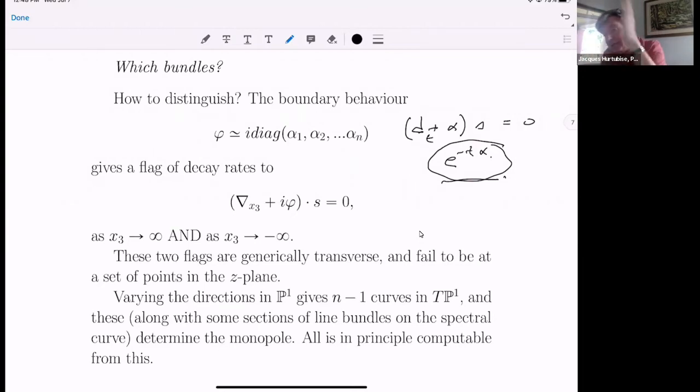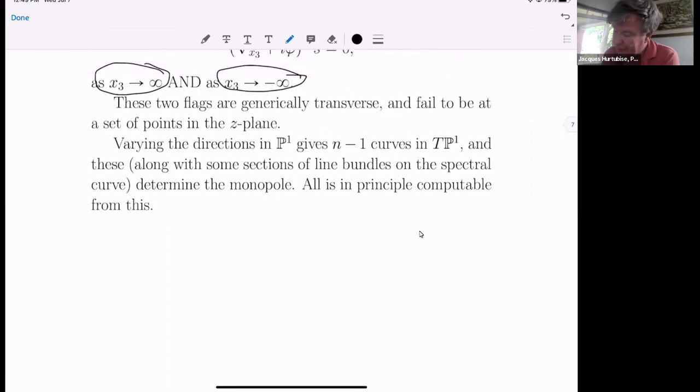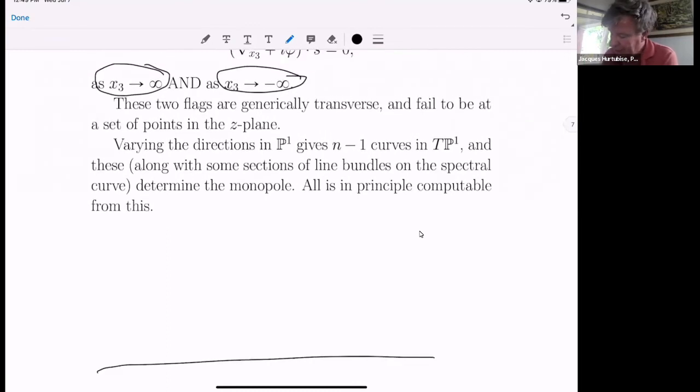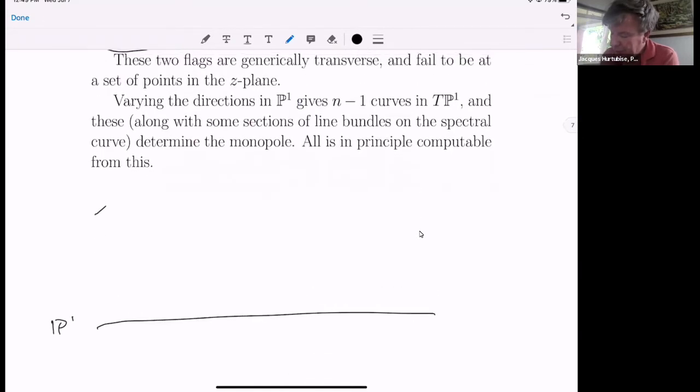There's a line that's decaying fast, a two-plane that's decaying slightly less fast, and so on. And you've got two directions to do it. You can go to plus infinity and minus infinity. And so these flags are generically transverse. And they fail to be at a finite set of points in the z-plane. So let's try to see that. So here's, again, my base P1. And now I'm going to draw. So this is a sort of mix of complex and real coordinates.